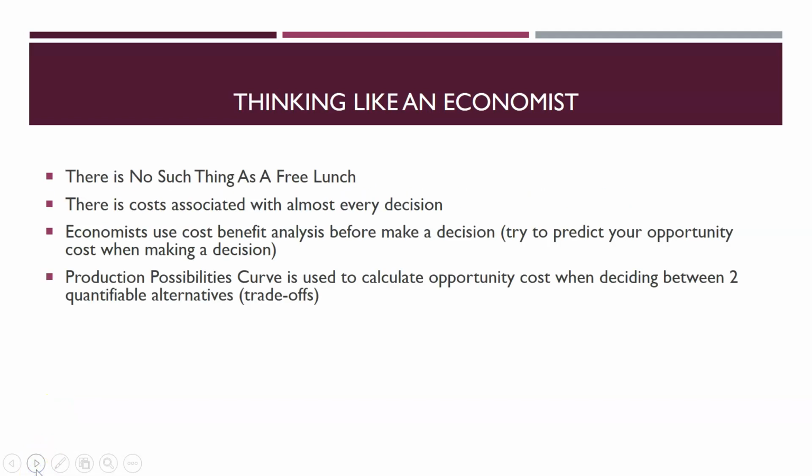Then we went to thinking like an economist. So I gave you the famous saying, there is no such thing as a free lunch, which basically means most decisions that you make, that anyone makes, that a society makes, there's going to be a cost to. And so because of that, economists use cost-benefit analysis when they are going to make a decision. And the purpose behind that is trying to predict what your opportunity cost is. What is it that you are giving up? And making sure that your benefits outweigh those costs.